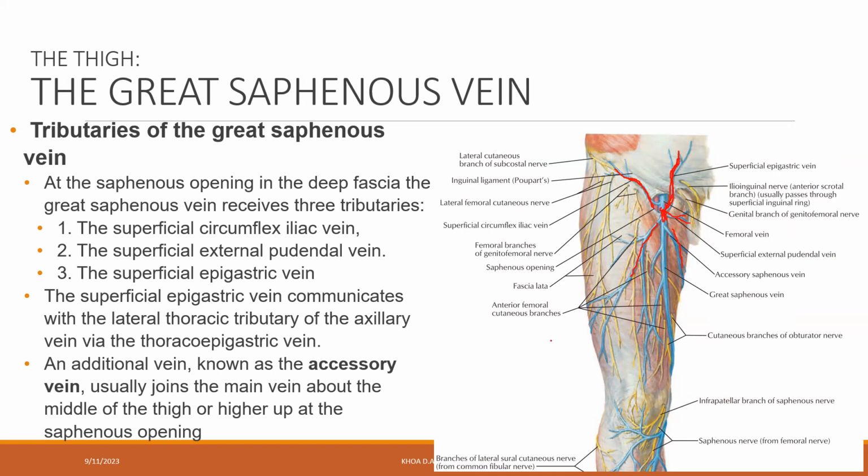Okay, the accessory vein. Sometimes you can see there is something called the accessory saphenous vein, as drawn out here by Netter. This accessory vein usually joins the main vein around the middle of the thigh or higher up at the saphenous opening. So it can join right here or way high up right here.